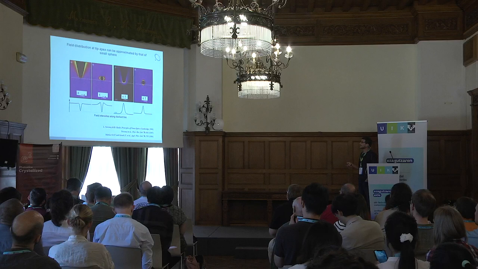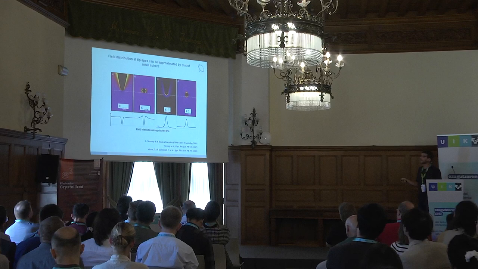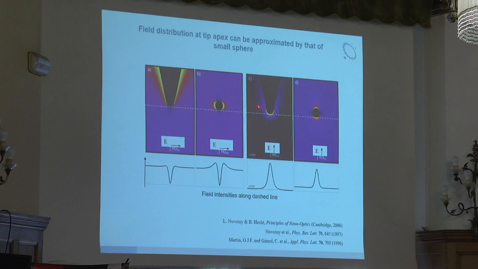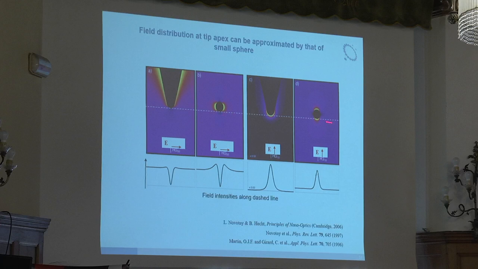And let's start with the numerical simulation again. So here you can see a tip and a small sphere under different polarizations. Here we have a polarization perpendicular to the tip, and here along the tip. What we see is that the field distribution at the very tip apex is pretty similar to the field distribution of a small sphere. So if you just look below this line, if you are just interested in modeling the field distribution below the tip apex, we can actually replace the tip with a sphere.